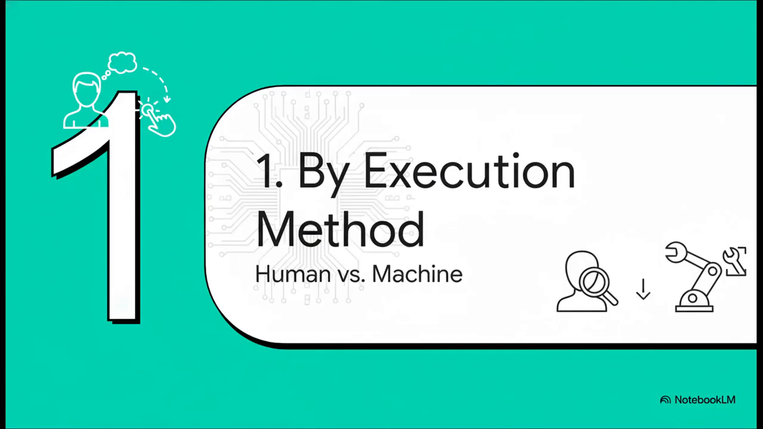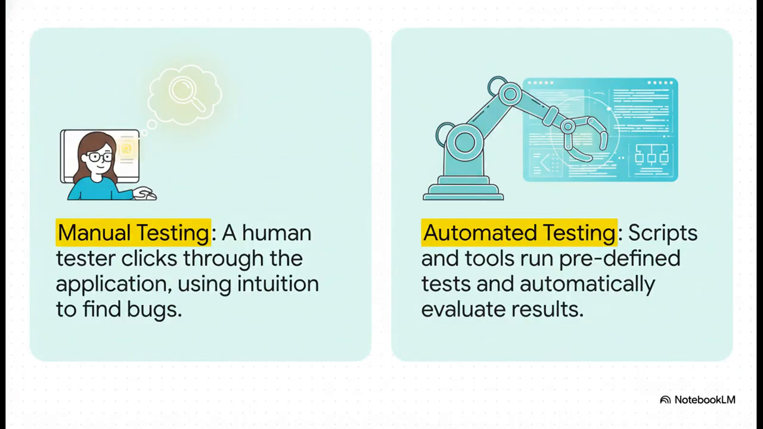All right, our first lens. This one answers the most basic question of all. Who or what is actually performing the test? Is it a person clicking around and exploring the system, or is it a machine just running a script? So on one side, you've got manual testing. This is where a person, a human being, is literally clicking through the app. And this is fantastic for exploratory testing, for finding those weird, unusual bugs that really require human intuition.